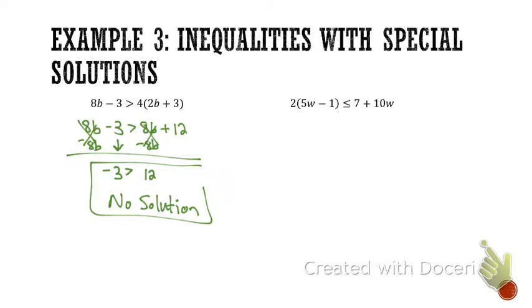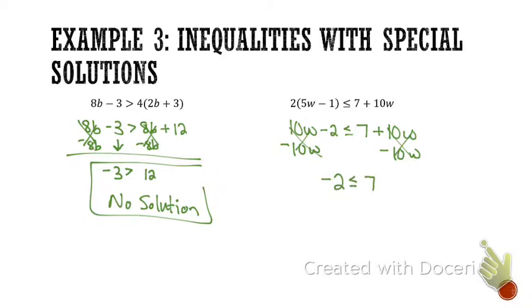So let's look at this next one. 10w, I did that by distributing. And what's 2 times -1? It's -2. Is less than or equal to 7 plus 10w. Okay? All right, so again, my alert's going off because I've got these 10w's that are the same. So what's going to happen? Well, when I try to subtract them to the other side, they both cancel. So now bring down what's left. -2 is less than or equal to 7.